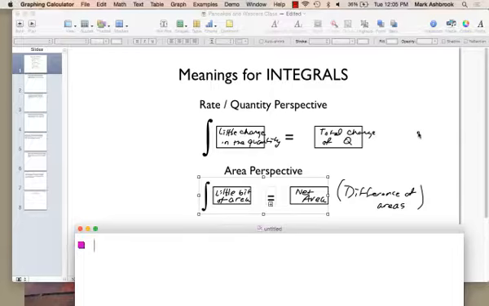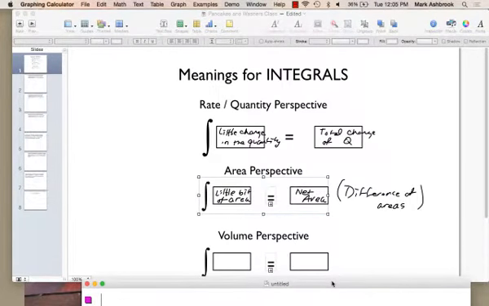So net area, difference of areas. Okay, so similarly, we're going to take the volume perspective. So when we have the volume perspective, this should kind of fall out in place here. Bits of volume. Yep, little bits of volume. We're going to calculate a little bit of volume, and then we're going to add those up to get total volume.